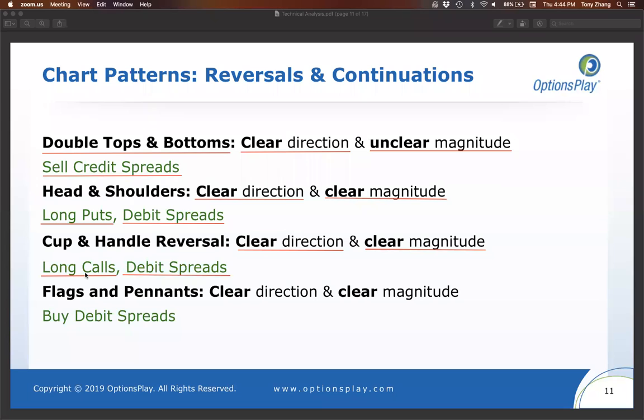And lastly, flags and pennants. These are continuation patterns. These are usually when a stock makes a big run, consolidates for a while, and then you believe it's going to continue running in that same direction. Flags and pennants give you a clear sense for direction, and because they are measured moves, you can also get a clear sense for magnitude. So for those types of patterns, buying debit spreads is usually a good strategy for trading flags and pennants.